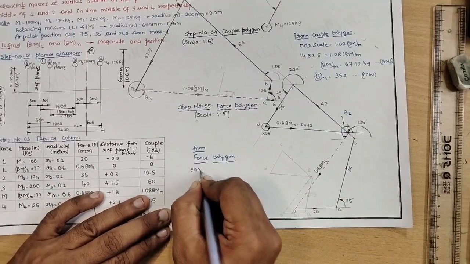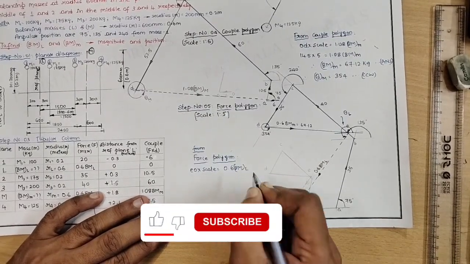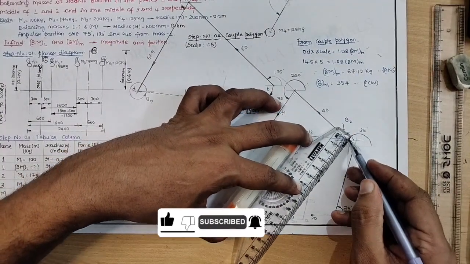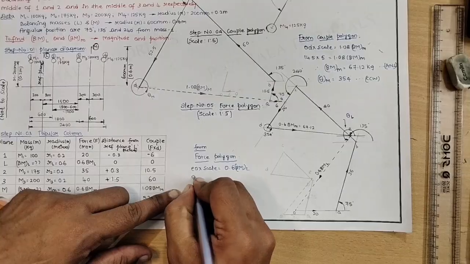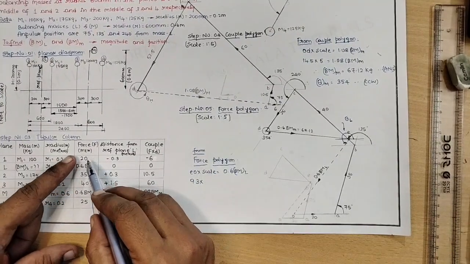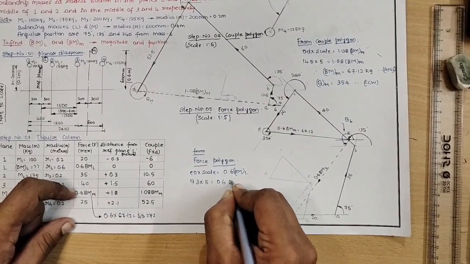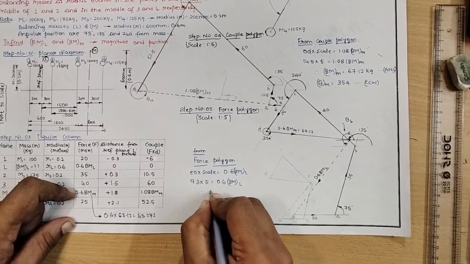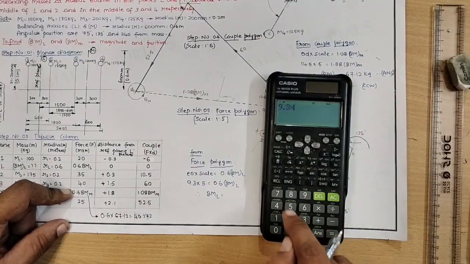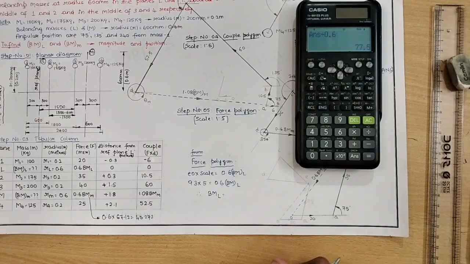That is nothing but EO into scale, 0.6 times the balancing mass L. What is the distance of EO? It's 9.3 centimeters in the normal scale, followed by the scale factor, that is 1:5. We had divided the scale values here. Let us multiply the scale values. 0.6 times the balancing mass L as it is. Therefore, balancing mass L is equal to 9.3 into 5 divided by 0.6, that is 77.5 kg.